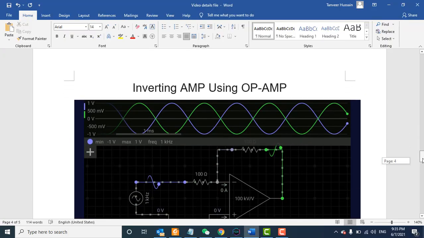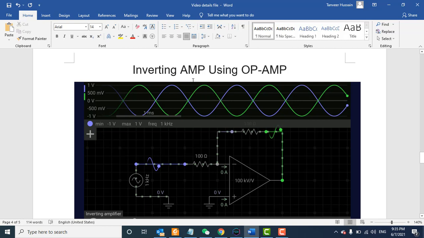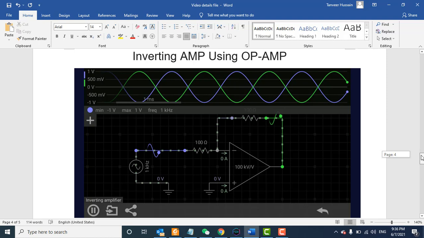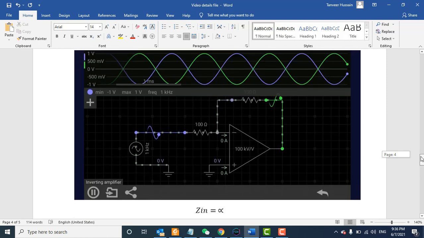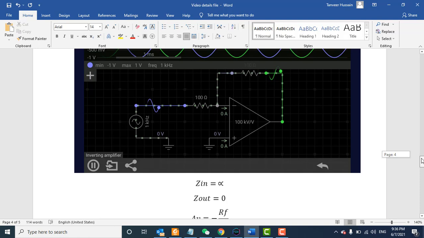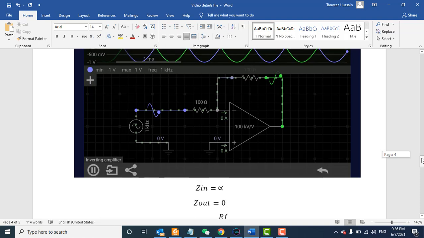Welcome. In this video we will talk about the inverting amplifier using op-amp. How to make the inverting amplifier. So op-amp can be used to make the inverting and non-inverting amplification. In this video we will talk about the inverting amplifier. Before going to the equation and the formula of the inverting amplifier, first I want to give you the basic introduction.